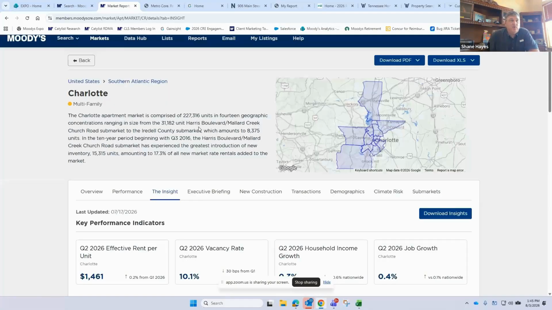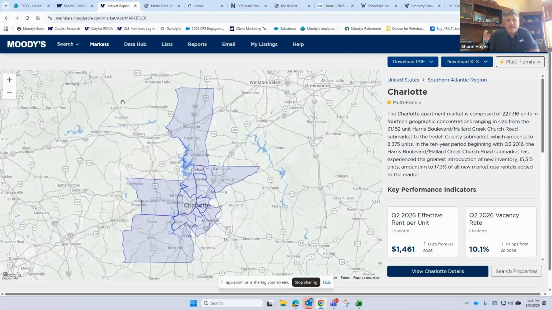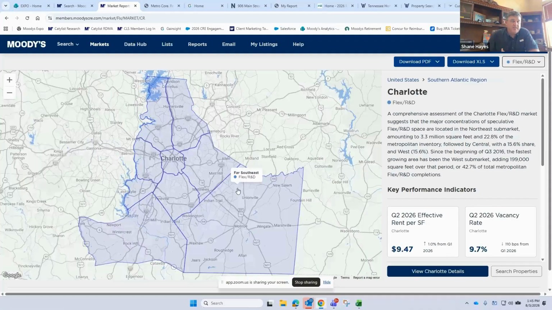Now, as far as the data points you're talking about, when I look at these different asset classes like Flex R&D, they have a Flex R&D option here because they had Flex R&D buildings in their market that we have classified as Flex R&D. If you go down and look at Wilmington, Wilmington's not going to have any Flex R&D. They might have 2 or 3 buildings, but not enough for us to analyze to give you decent analytics, because there's just not enough of them.